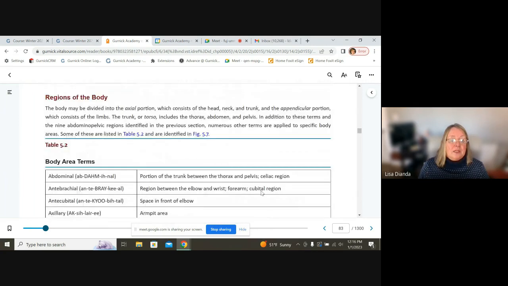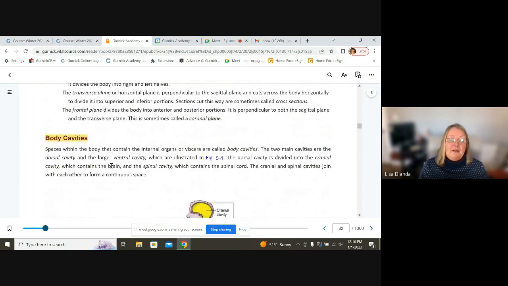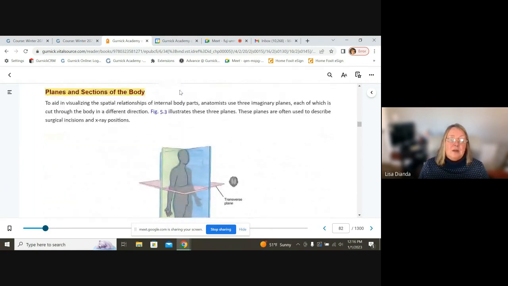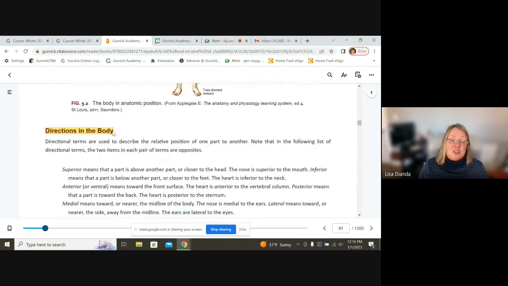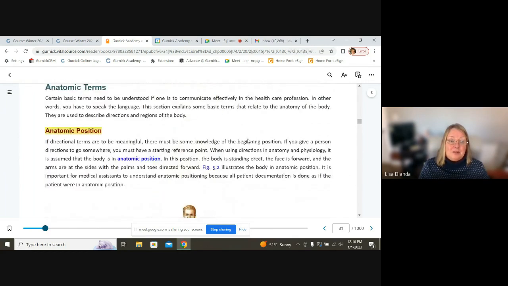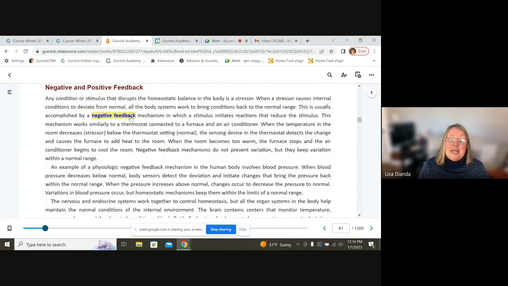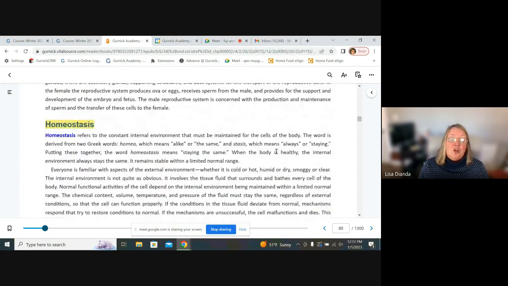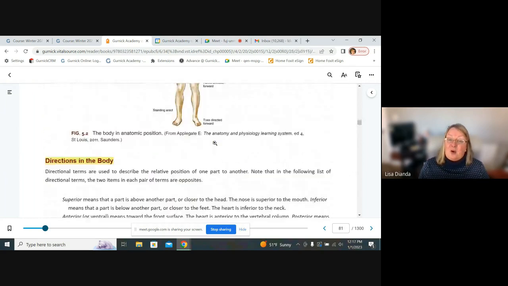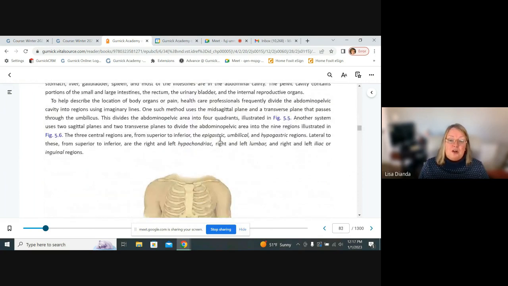Okay, let me go back here for just a second. Body cavities. See where I've highlighted? I want you to learn the body cavities. Planes of the body. Learn your planes of the body. Directions. That's where these highlights are. Anatomic position. And what else? Negative feedback, homeostasis. Those are the areas that I've really highlighted because I want you to make sure you stop and learn those areas.